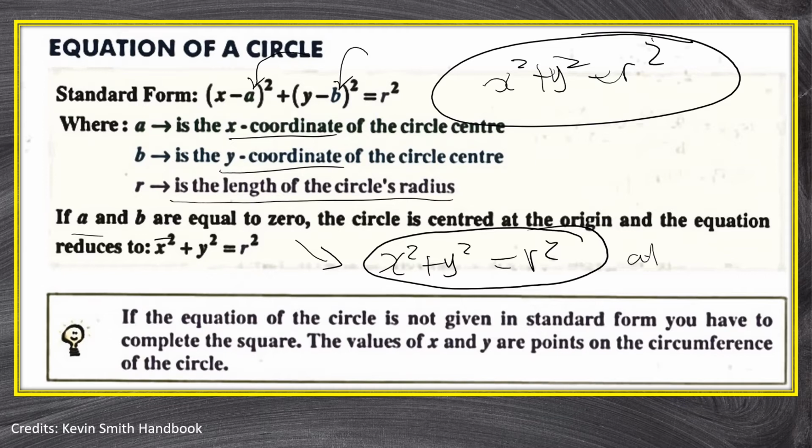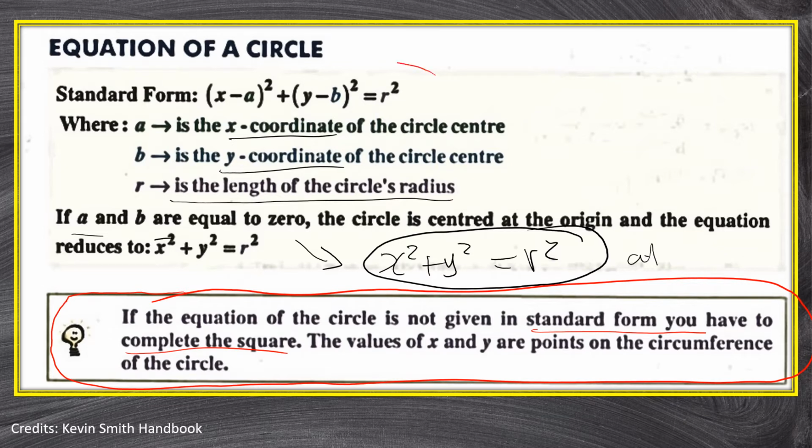Okay, very, very important. If the equation of a circle is not given in standard form, you have to complete the square to take it back to this standard form, because from this standard form we can already deduce what our center is. So if this is the standard form for the equation of a circle, we know that the center will be a and b, right? In other words, you change the sign there, and you get the coordinates of the center.